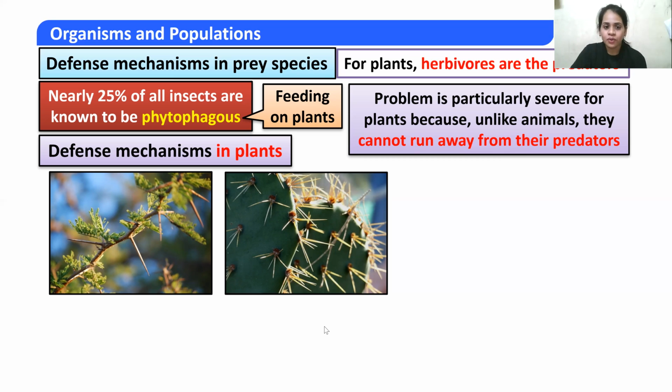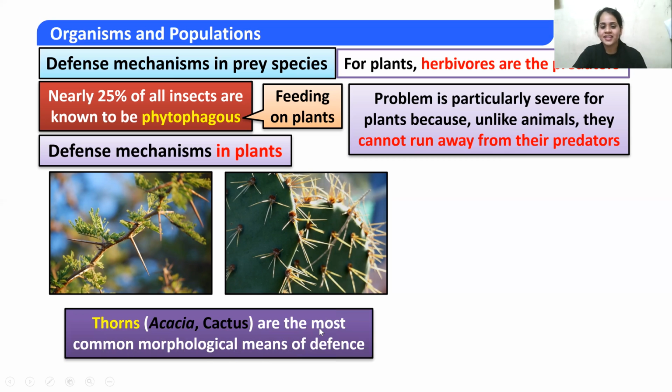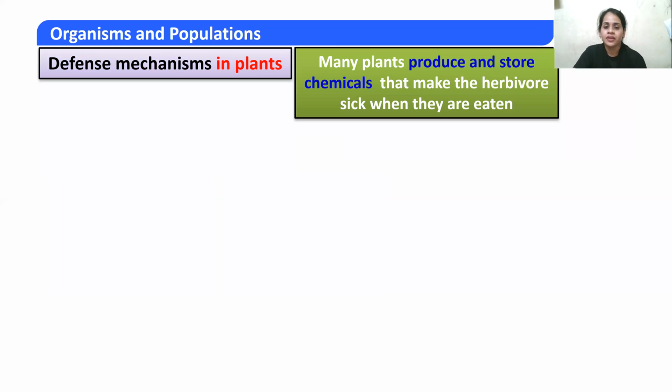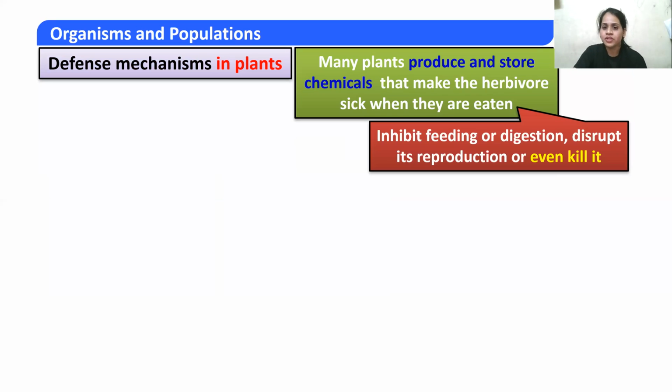Thorns, seen in acacia and cactus, are the most common morphological means of defense to protect themselves from the predator. Many plants also produce and store chemicals that make the herbivore sick when they are eaten. Obviously, all plants cannot have thorns, so there are certain plants which produce certain chemicals. If the herbivore consumes those chemicals, it may get ill.